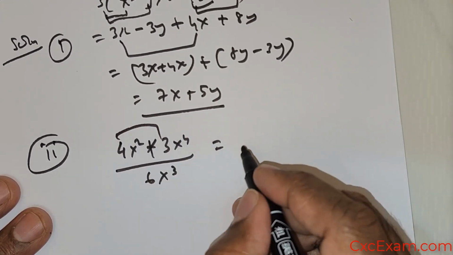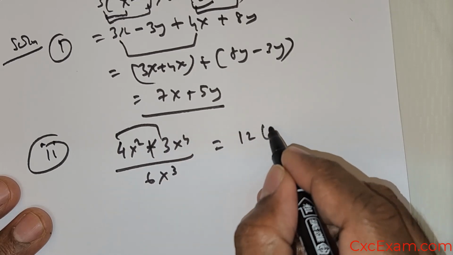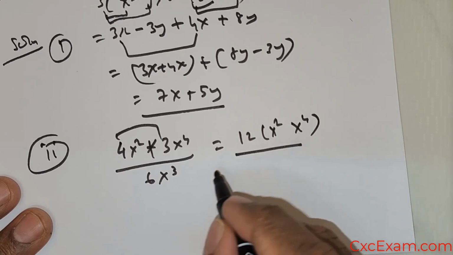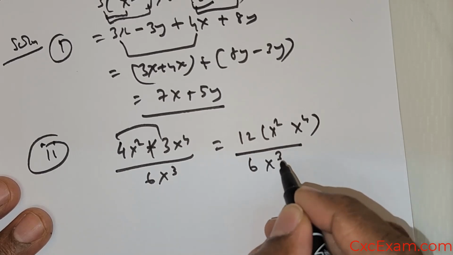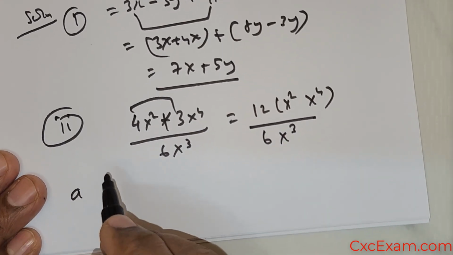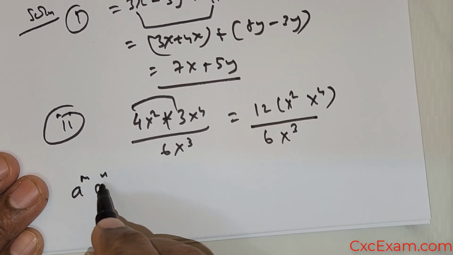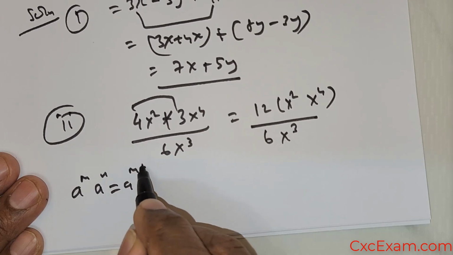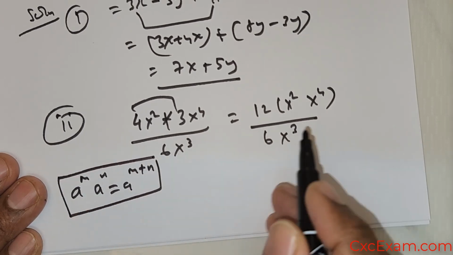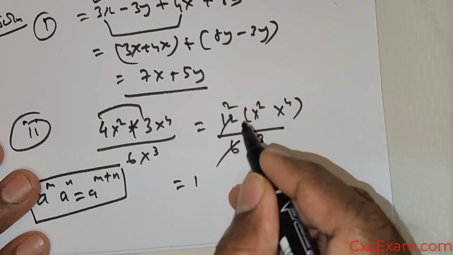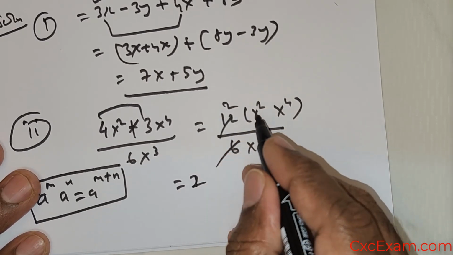I'm going to multiply 4 into 3, 12. Now you have x squared and x to the power of 4. Let me write it like this, divided by 6 into x raised to the power of 3. We have a formula from the law of indices: a raised to the power of m times a raised to the power of n is a raised to the power of m + n. Of course 6 can divide 12 2 times, so I'll place 2 there.